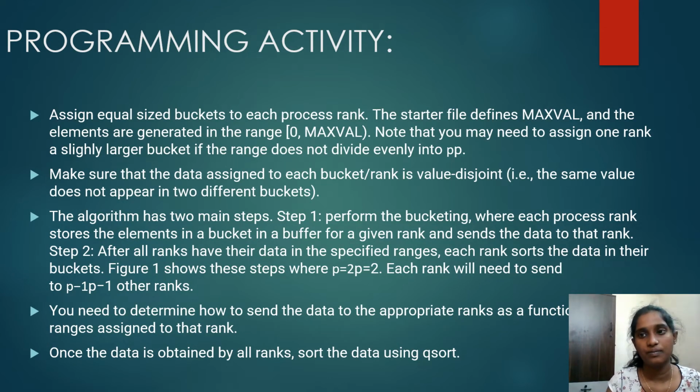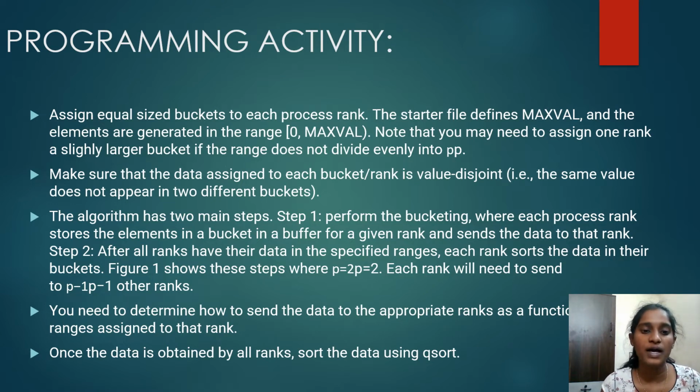Programming activity. Assign equal size buckets to each process rank. The starter file defines MAXVAL and the elements are generated in the range 0 to MAXVAL. Note that you may need to assign one rank a slightly larger bucket if the range does not divide evenly into p. Make sure that the data assigned to each bucket or rank is value disjoint. That is, the same value does not appear in two different buckets.